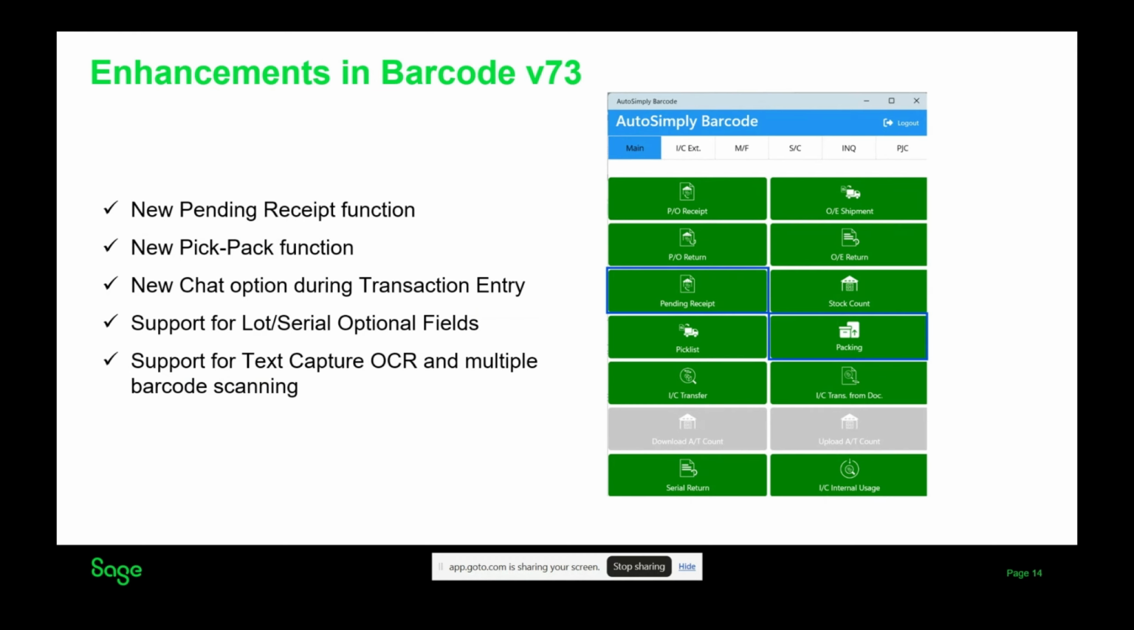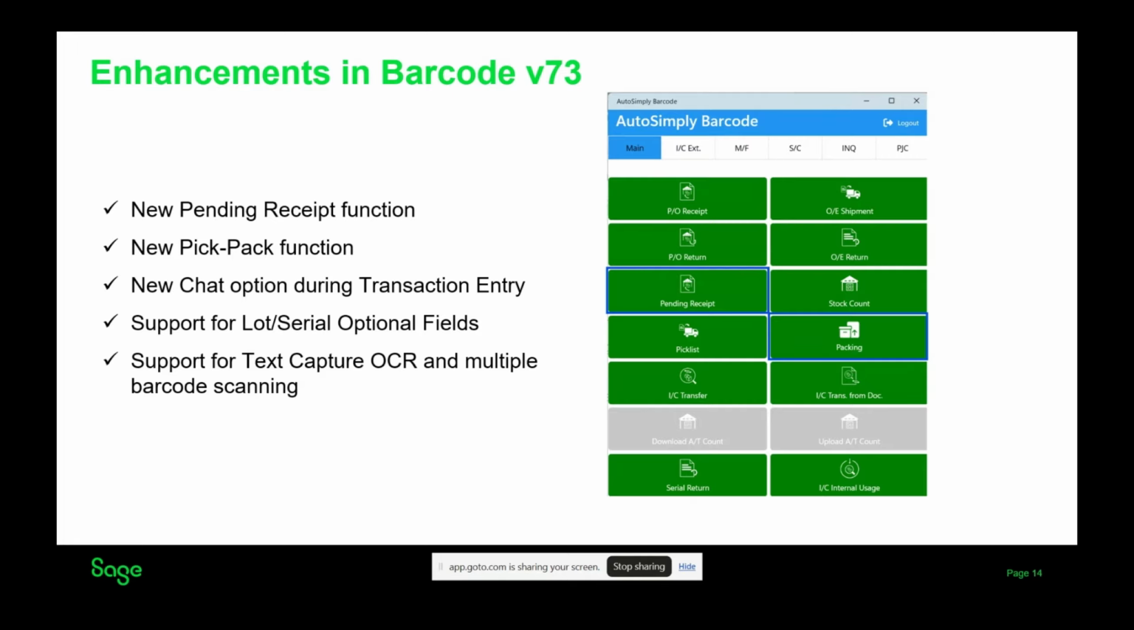We now also support lot serial optional field entry. For those of you who are very familiar with Sage 300, you would know that Sage does not allow us to input or update optional fields at the lot serial level during a transaction. This used to be done on the lot serial item screen of Sage, but with barcode we are now exposing this, and users can actually update or input during receiving, shipping, or any other transaction in Sage 300.